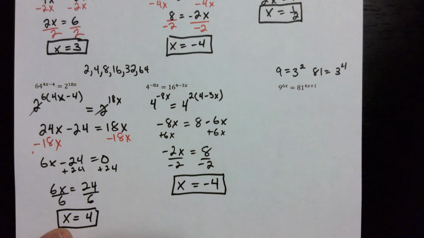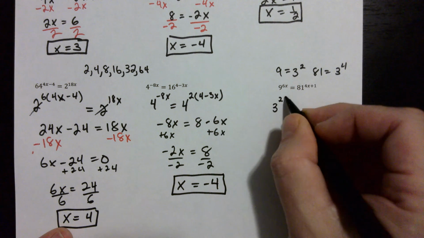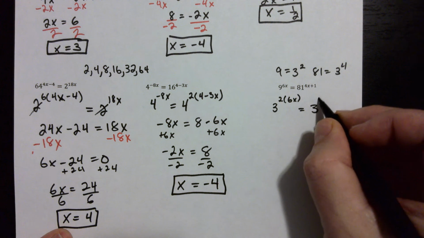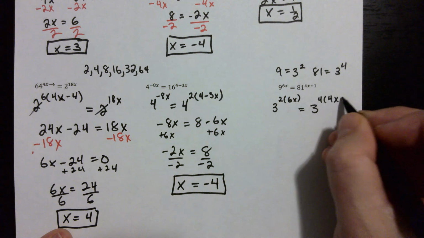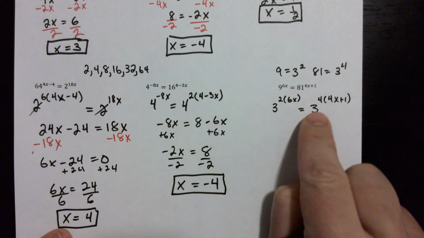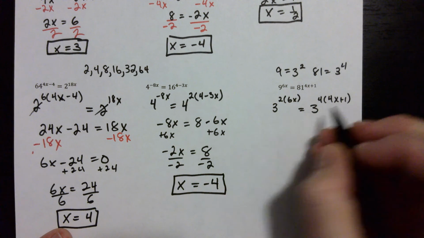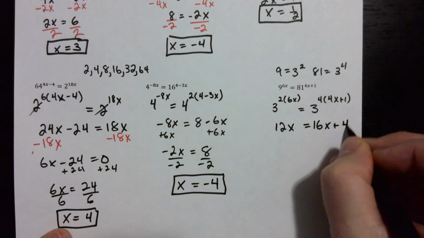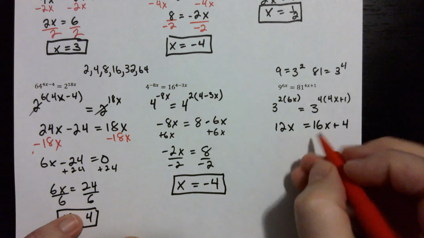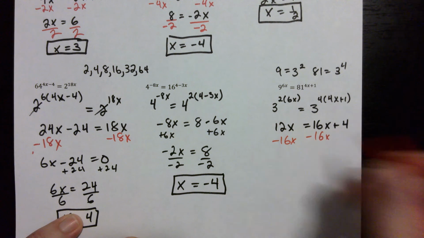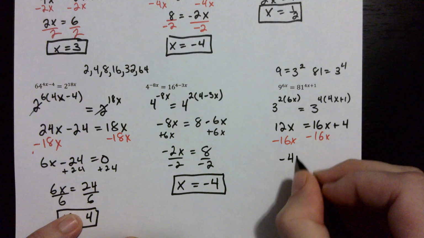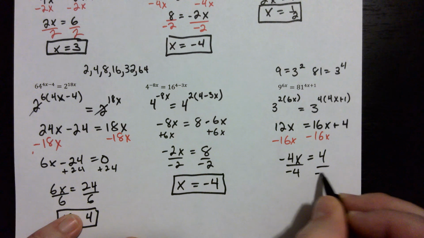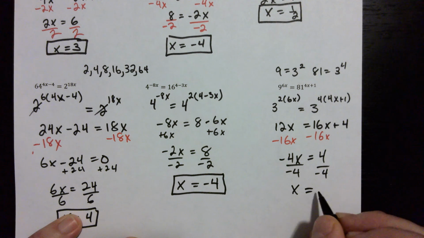Okay, so I can do 3 to the 2 times 6x equals 3 to the 4 times 4x plus 1. Okay, so 3 squared is 9, 3 to the 4th is 81. Okay, now I can drop the bases and distribute. That'll give me 12x is equal to 16x plus 4. Subtract the 16x on both sides, and that gives me negative 4x is equal to 4. And when I divide the negative 4 on both sides, I get my solution of x is equal to negative 1.